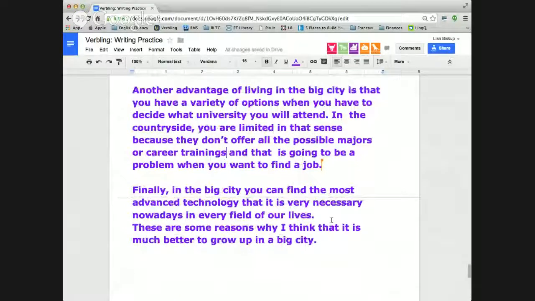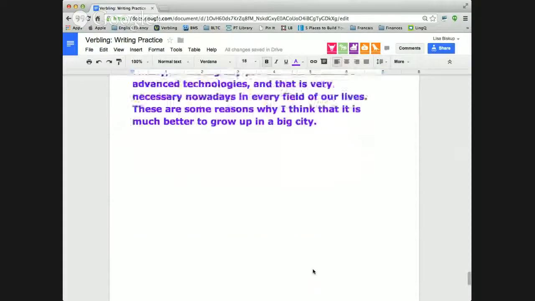Finally, in the big city, you can find the most advanced technologies, and that is very necessary nowadays in every field of our lives. These are some reasons why I think that it is much better to grow up in a big city.